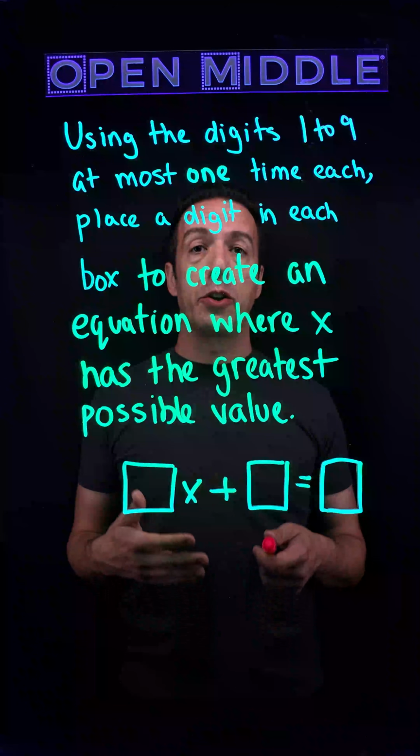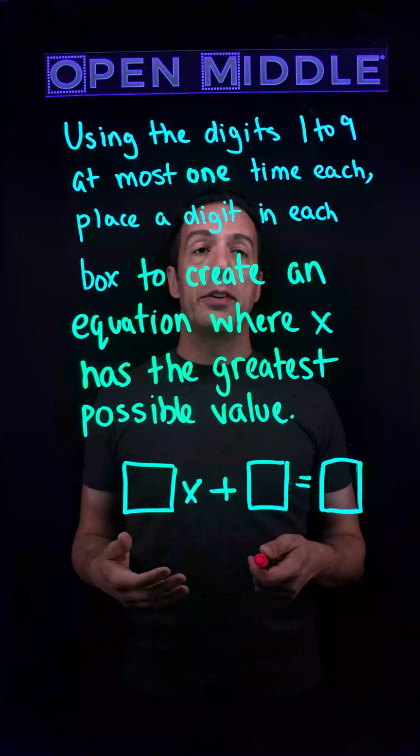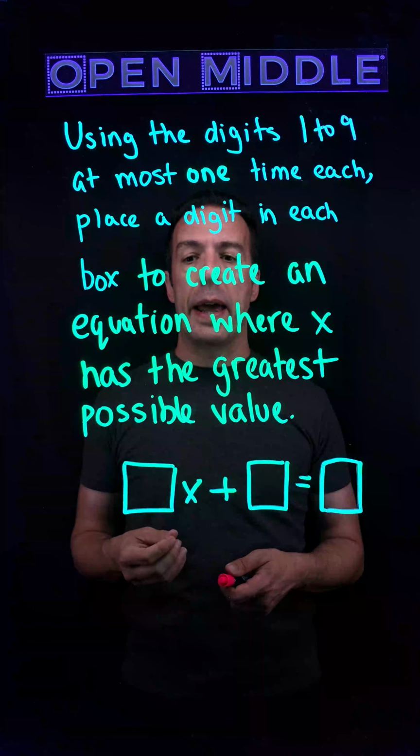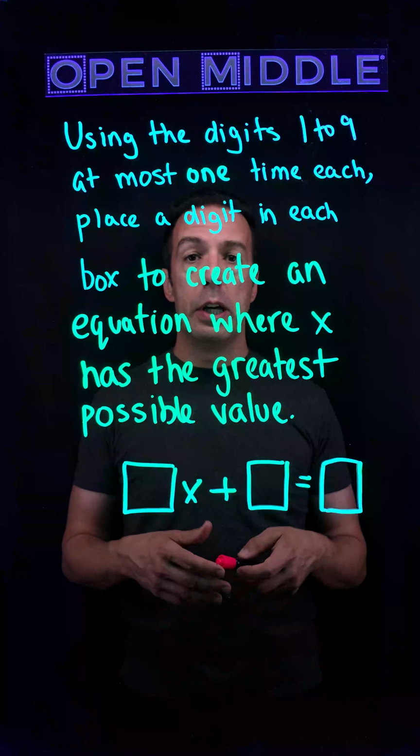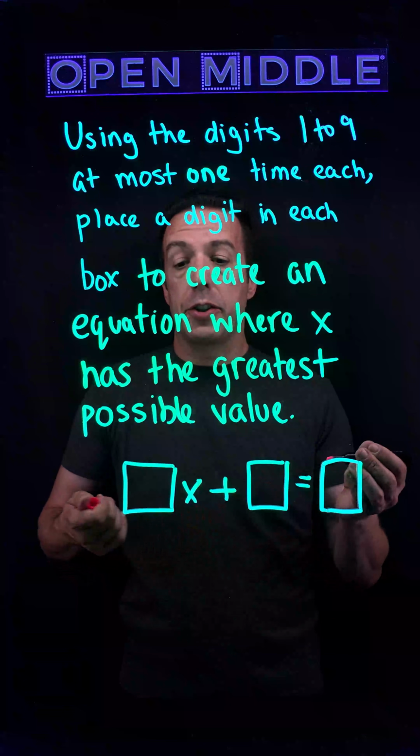Here's a really challenging two-step equation. It says, using the digits 1 to 9 at most one time each, place a digit in each box to create an equation where x has the greatest possible value. So students are just guessing and checking. This is going to take a while. Like, let's just guess and check.